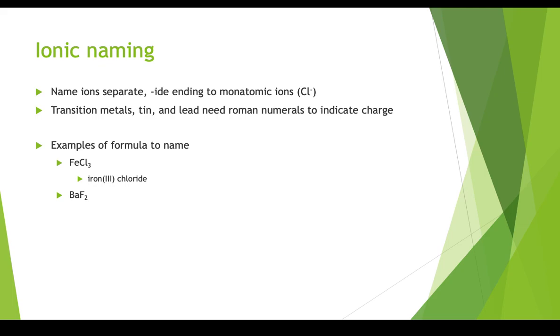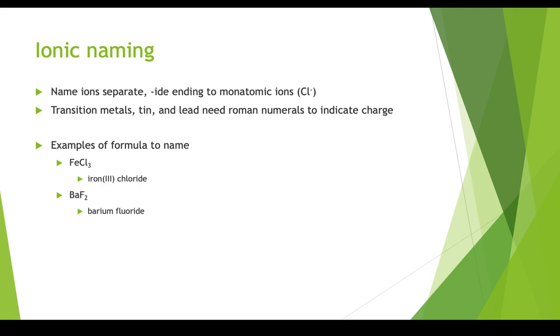Another example, if we look at BaF2: barium is our cation, Ba. It is not a transition metal or tin or lead. Barium is in group 2 of the periodic table, so it's always +2, which means we do not have to do anything to show its charge. If it's in group 2, we know it's always +2, so there's no reason to say anything about it. The fluorine here is going to get an "-ide" ending as well. And so the name is just barium fluoride, right?